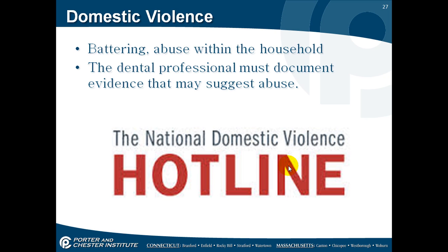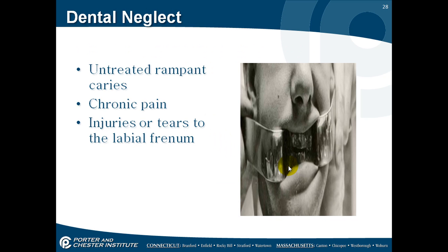Domestic violence, there's battering, abuse within the household. And then there's dental neglect. This is rampant decay or chronic pain. One sad little child we saw, and it was just so sad. He would come in and he was in so much pain, but this child was so used to it. He was in a home, already taken away from his parents, but he never whimpered, he never cried, and you just know that he was just so used to this pain.